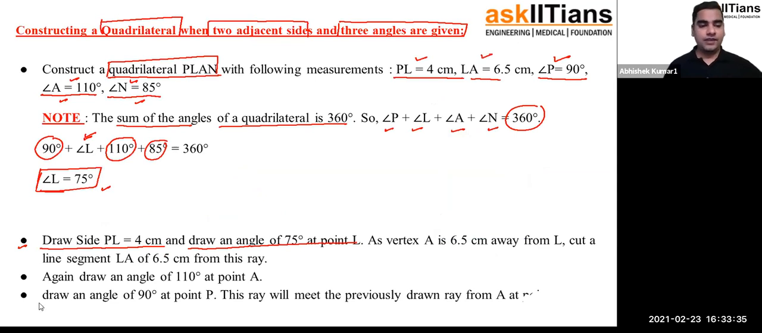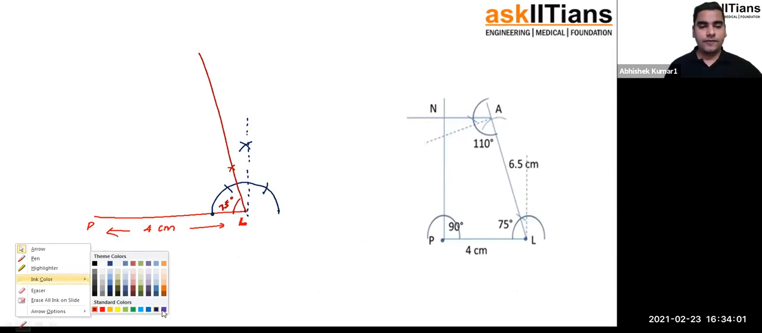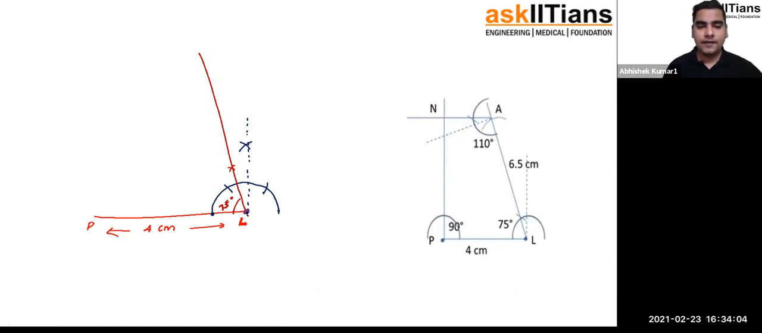Then what's the next step? In the next step, as vertex A is 6.5 centimeters away from L, or in other words, you are provided the value of LA, you have to cut a line segment LA of 6.5 centimeters from this ray. Let me show you. Okay. So what you have to do here is assume L to be the center, and mark an arc of length 6.5 centimeters on this ray. Okay. So this is where the arc is going to cut it.